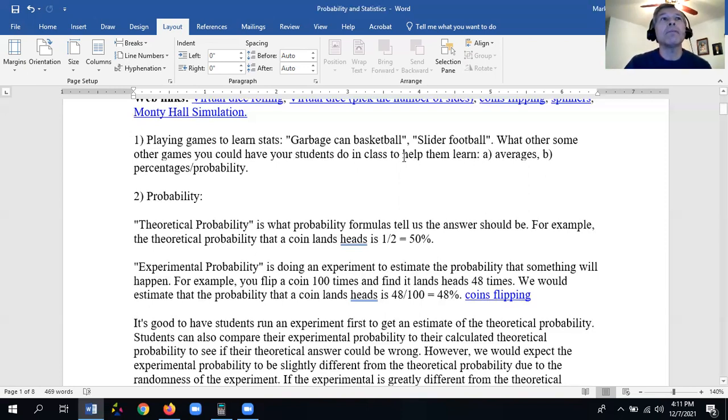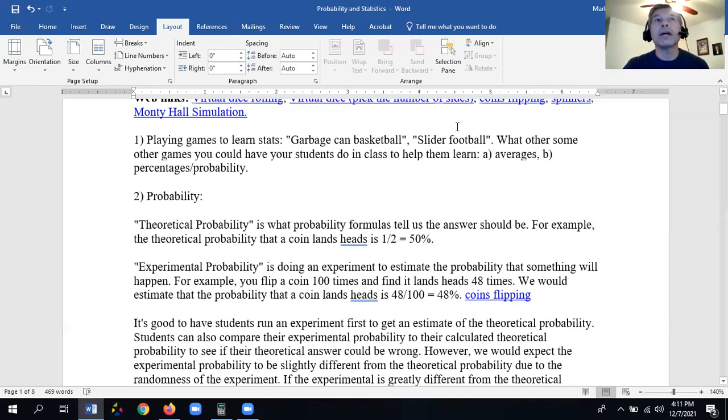So the game type of things, like I was saying, that you could do with students to get them to learn about probability, is the probability that they make a shot. And that would be an experimental probability, in that you don't have a theoretical probability on that. You just have an experiment where they do it over and over. Maybe each student in a group gets to shoot at that station.